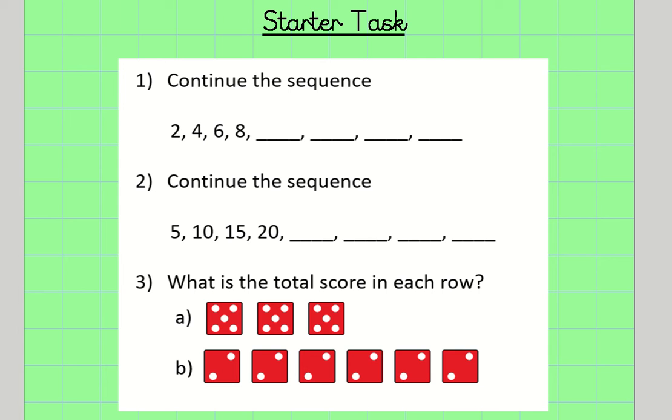Similarly, on the next sequence, the difference is that it starts 5, 10, 15, 20. And question 3 says, what is the total score in each row? You've got A, where there are 3 dice, and B, where there are 6 dice. So I'll give you a minute to have a look at that, and then we will have a look at the answers.